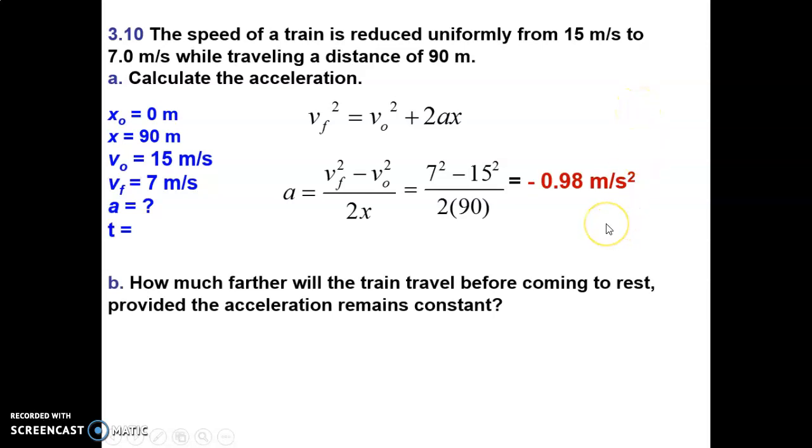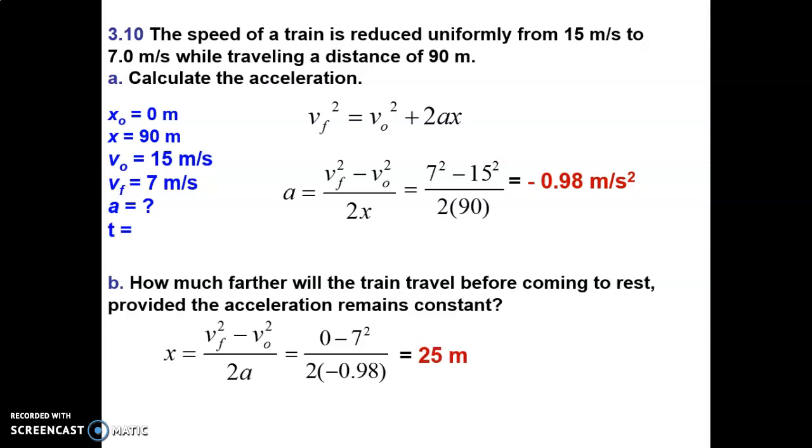Ooh, here's one. Can you do it? Looks like they used the same equation and just solved for displacement.